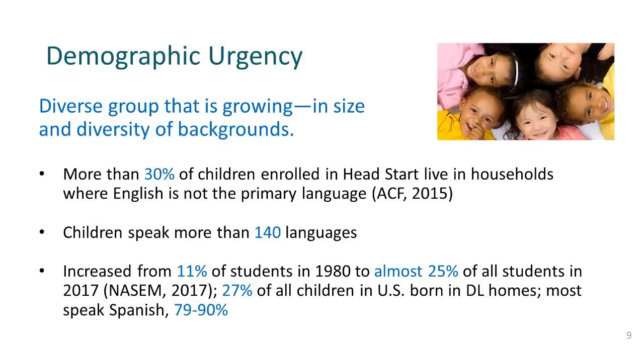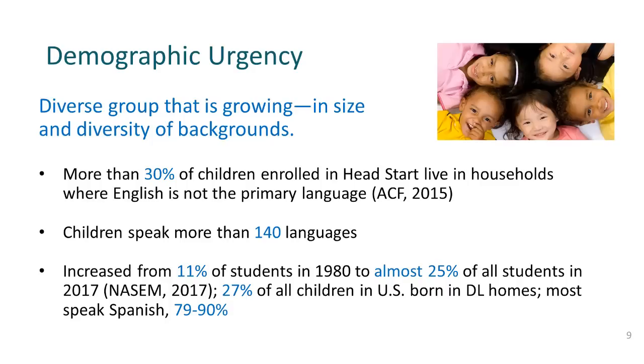So that figure of 140 languages varies as well as different communities grow in their Head Start capacity. The other indication that it's growing in size is that it has increased from 11% of students in 1980 to almost 25% of all students in pre-K through 12 in 2017. So it's more than doubled. And in some states, particularly in the southeastern states, that growth has been enormous. I would say the southeastern states and the midwestern states in particular have seen enormous growth, where states like California and Texas and Florida have always had relatively high proportions, and it's continued to be high.